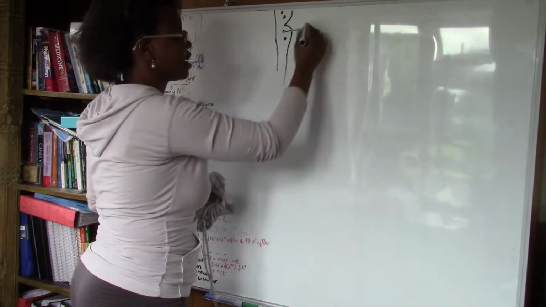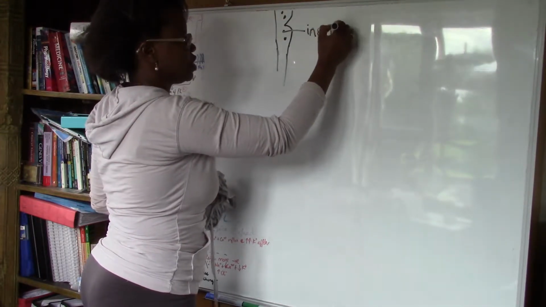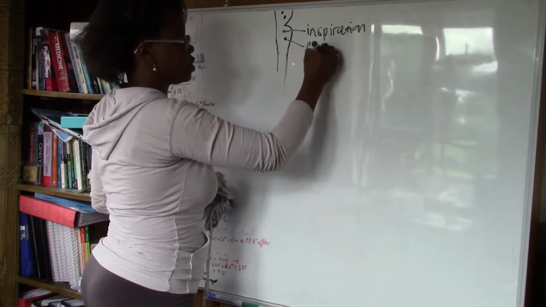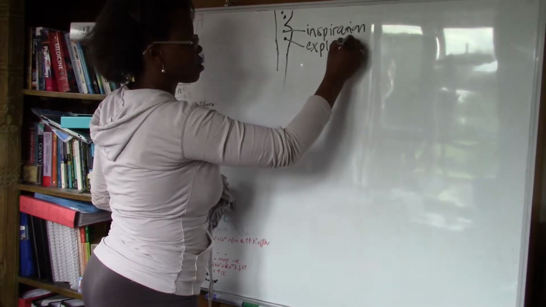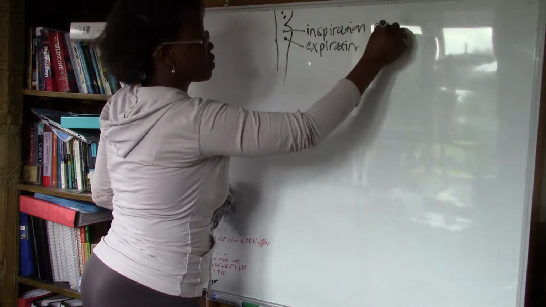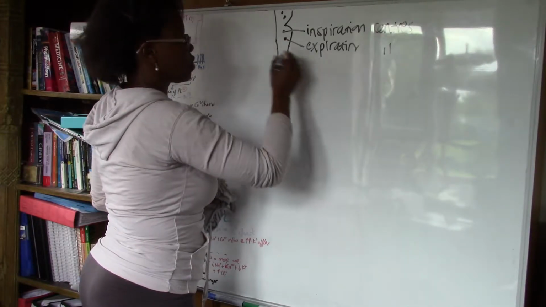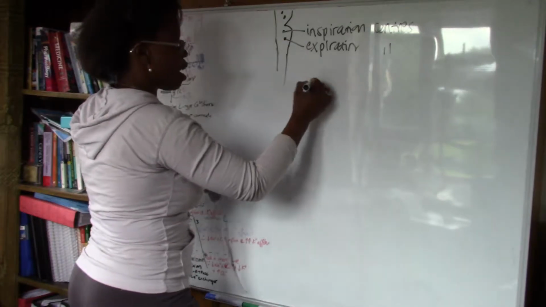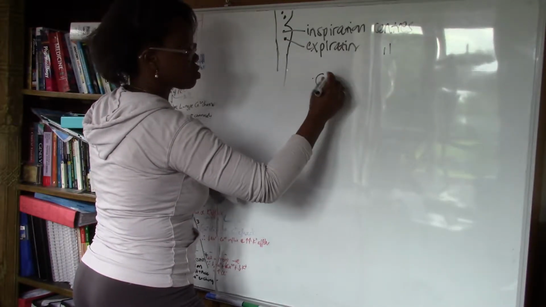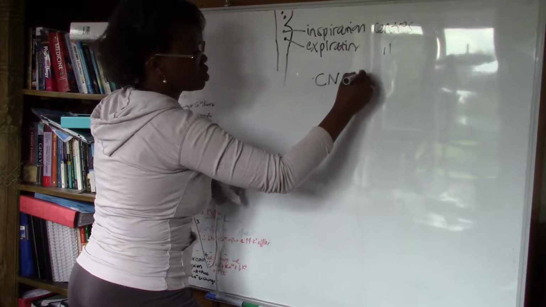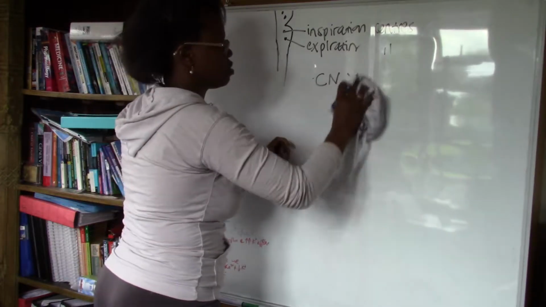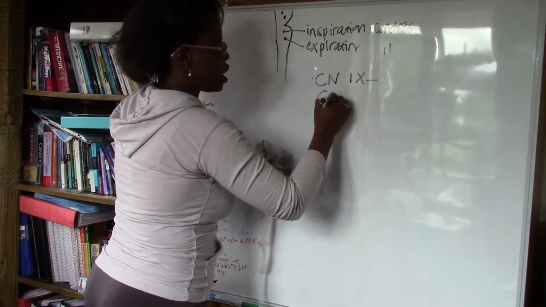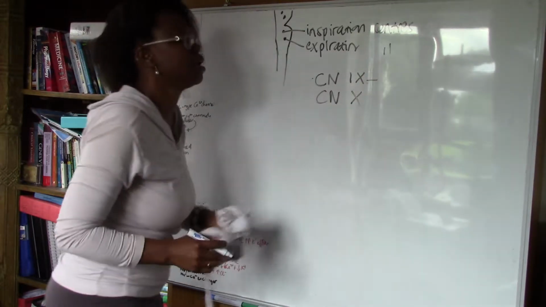However, this is the inspiration and expiration centers, and they are both in the medulla. They are under the control of 2 nerves, really: the glossopharyngeal nerve, which is cranial nerve number 9, and the vagus nerve, which is cranial nerve number 10.